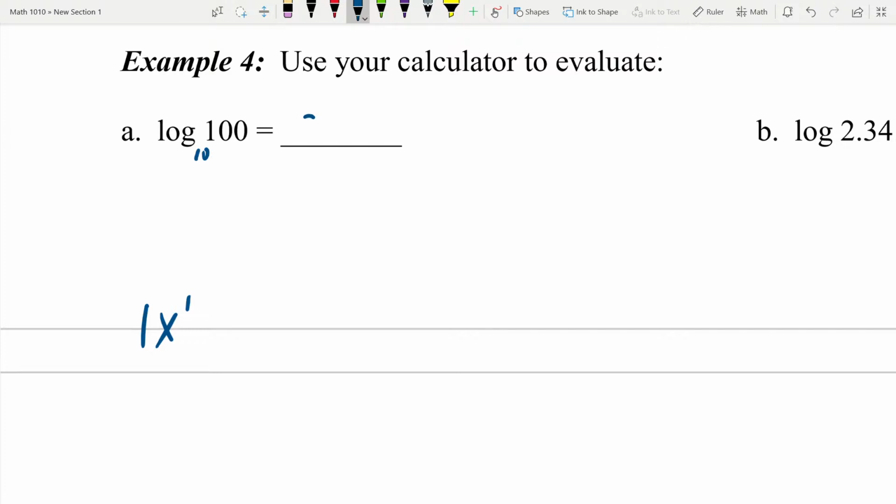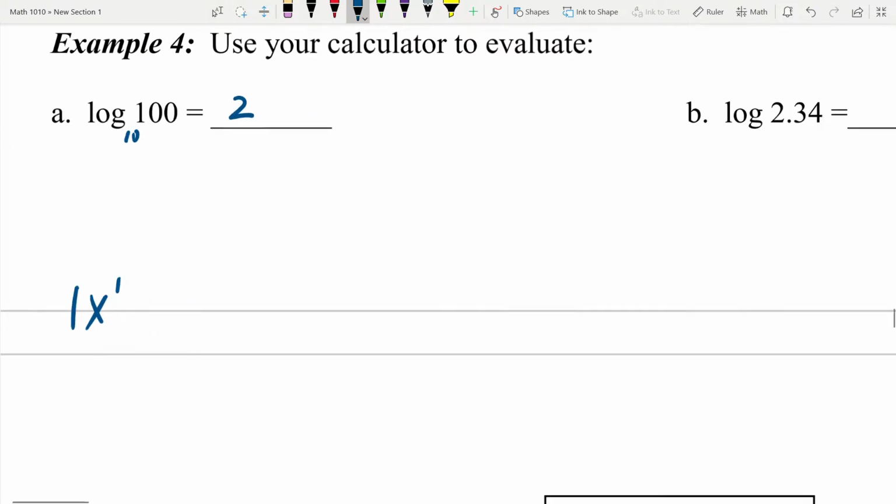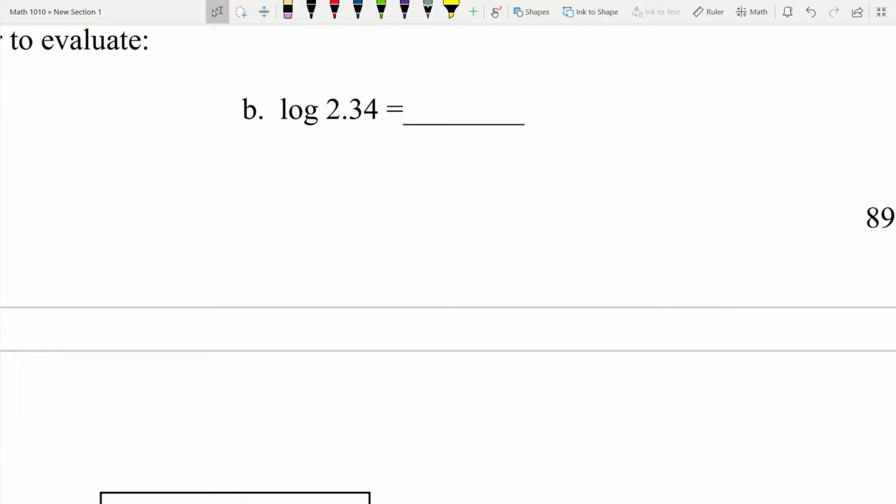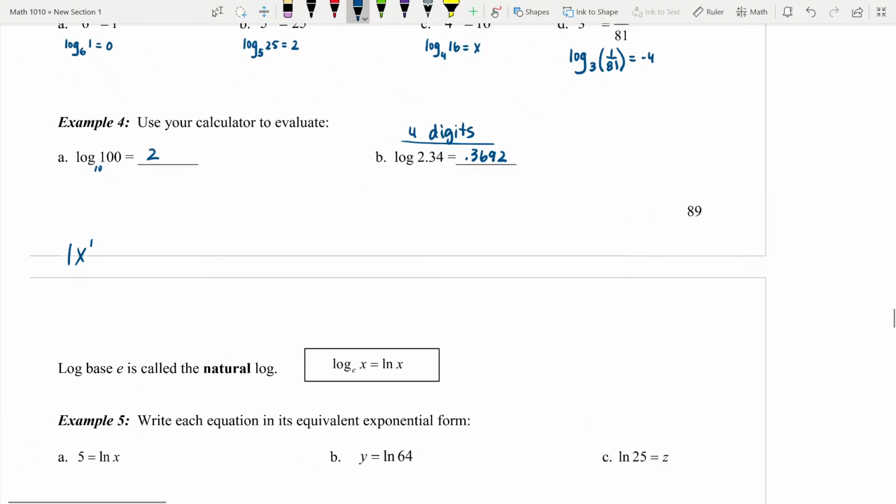So everybody grab your calculator and go log 100, close it off, hit enter, and you get a 2. Okay? Look at question B. Log 2.34. Everybody hit log 2.34, close it off, hit enter, and we're going to round to 4 digits. You guys, you never round an answer, ever, ever, ever, unless they tell you to round. So I'm telling you to round, okay? So it's 0.3692. Okay? That's it.